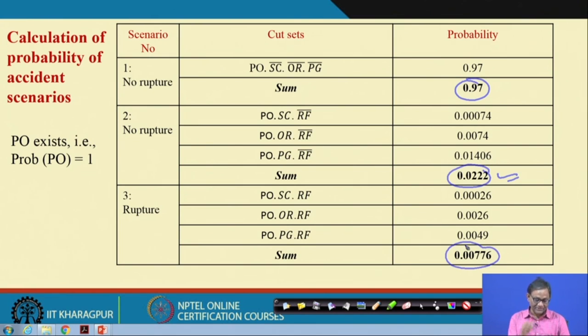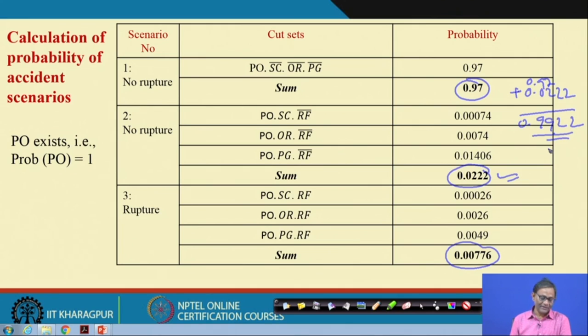So in this case, your pressure protection as well as the operator shutdown, or I can say the system configurations against PO exist so that the tank rupture will not take place, that is 0.97 plus 0.0222. And here it is 0.97. So how much is it? 0.9922. It is more than 99% chance that nothing will happen. But if the severity is very high, because rupture is a high severity case, it should not be this much, it should be much, much lower than this.